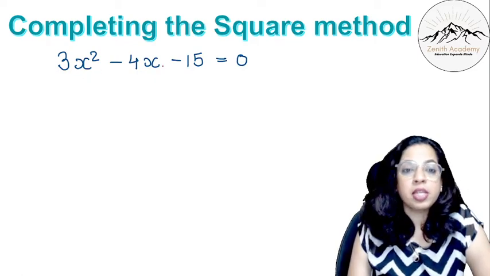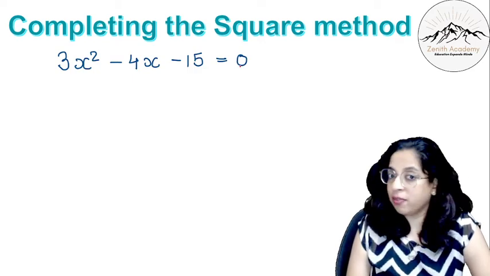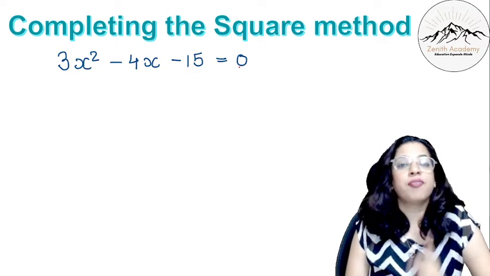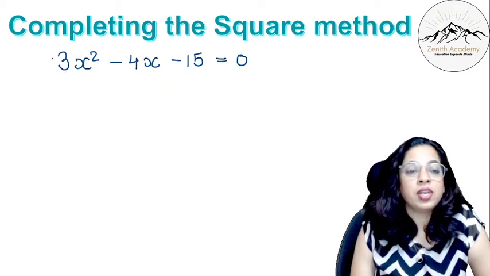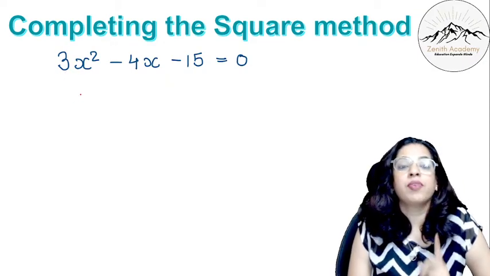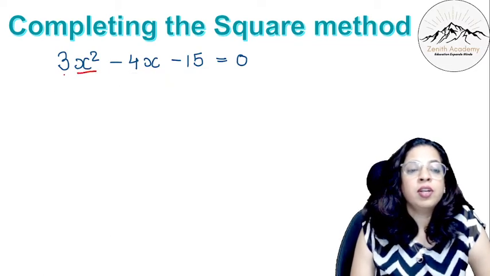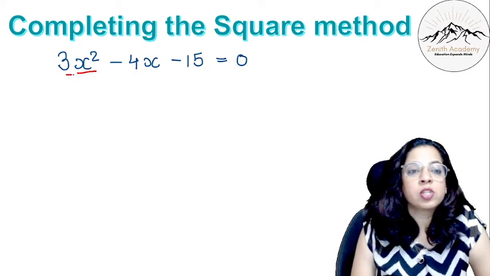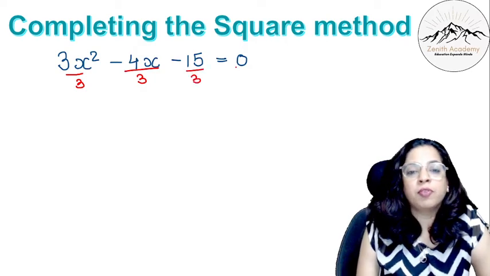3x square minus 4x minus 15 is equal to 0. So this is in the standard form? Yes. So what is the first step? The first step is to get rid of this 3 and make it 1. So the first step is making the coefficient of x square equal to 1. If this is 3x square, I will have to divide by 3. Here also I will have to divide by 3. Every term you will have to divide by 3.